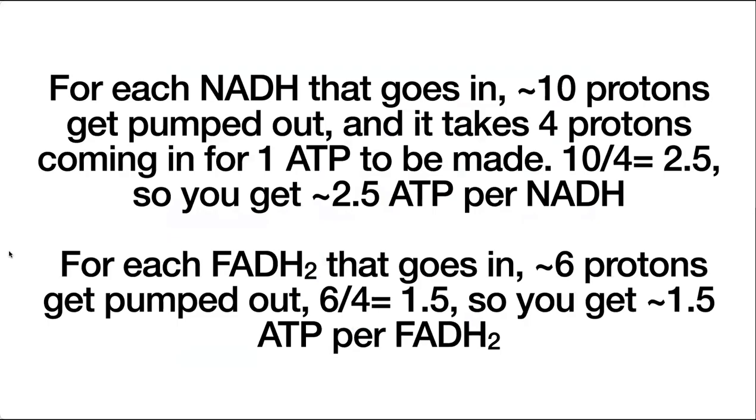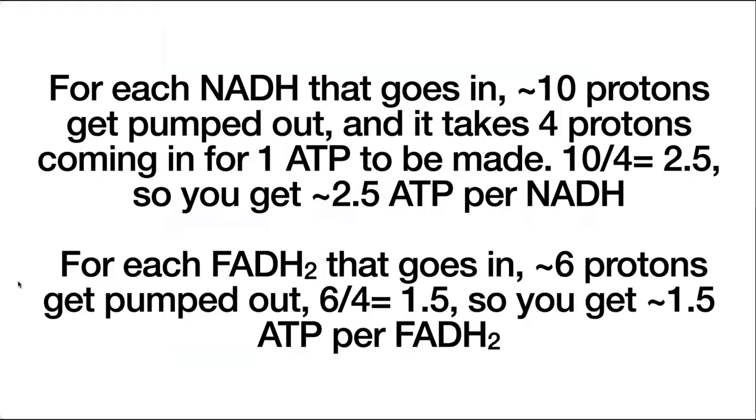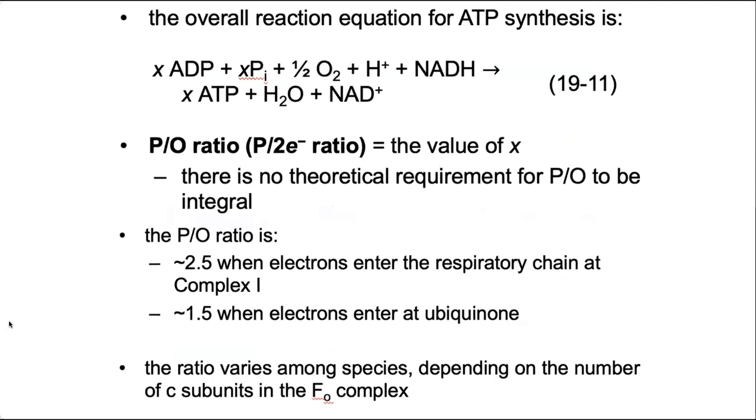But in the case of our FADH2, remember that we're going in complex 2. There we don't get those original 4 protons because we're not going through complex 1. So instead we get 6. 6 divided by 4 is 1.5. So we get about 1.5 ATP per FADH2. This ratio is called the P to O ratio or P to 2E minus ratio, the 2 electron ratio. And so that's where we get this about 2.5 and about 1.5.